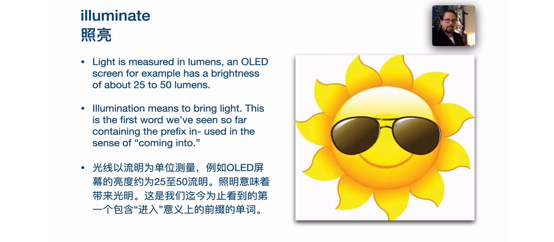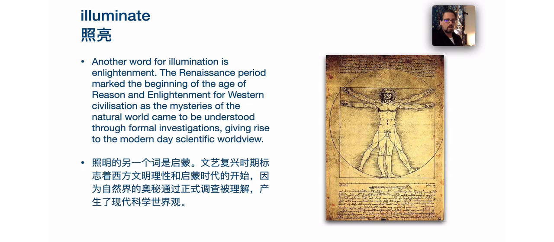Next word is illuminate. Light is measured in lumens, so the base word here is lumen. An OLED screen, for example, has a brightness of about 25 to 50 lumens. Illumination means to bring light. This is the first word we've seen so far containing the prefix in, used in the sense of coming into. To give light, illuminate. Another word for illumination is enlightenment.